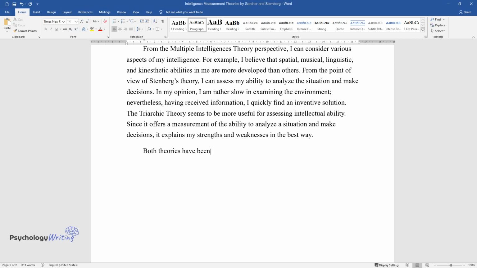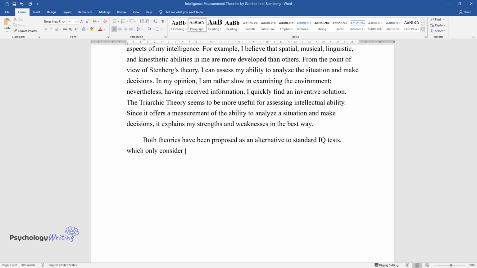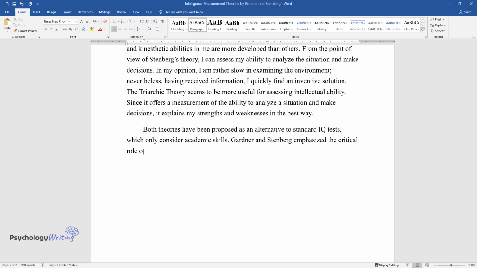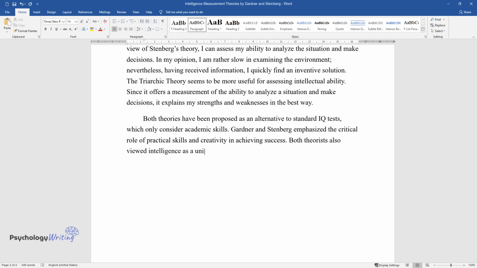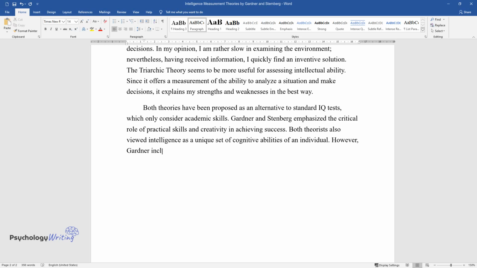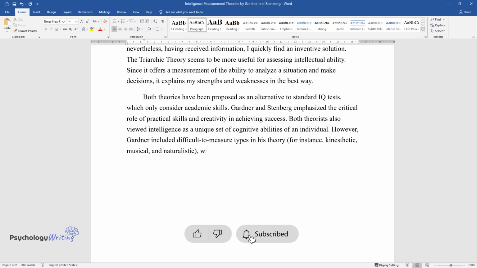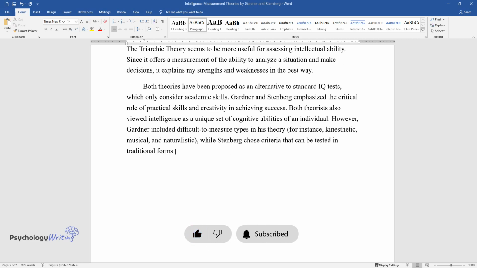Both theories have been proposed as an alternative to standard IQ tests, which only consider academic skills. Gardner and Sternberg emphasize the critical role of practical skills and creativity in achieving success. Both theorists also viewed intelligence as a unique set of cognitive abilities of an individual. However, Gardner included difficult-to-measure types in his theory, for instance, kinesthetic, musical, and naturalistic, while Sternberg chose criteria that can be tested in traditional forms of tasks.